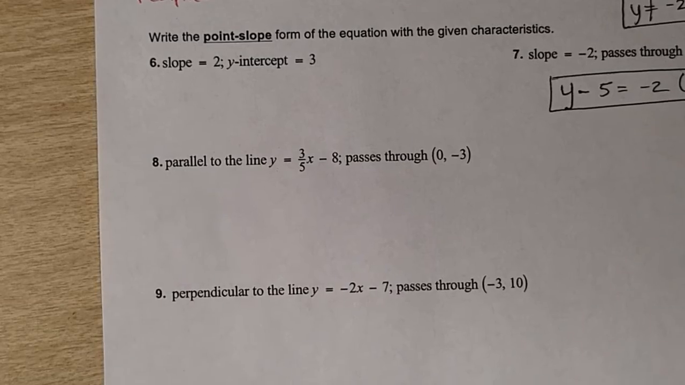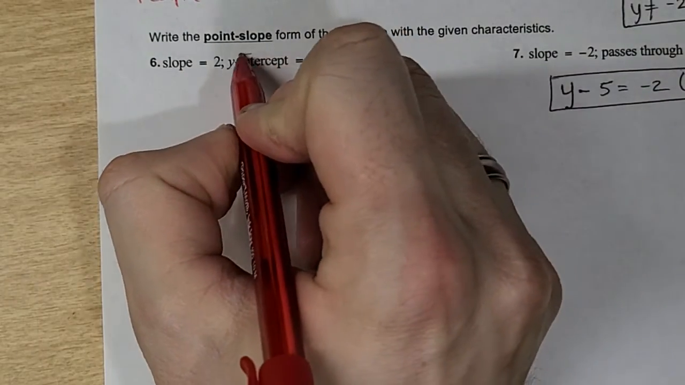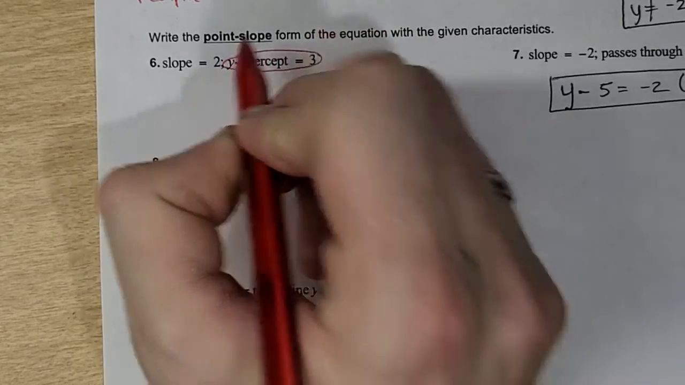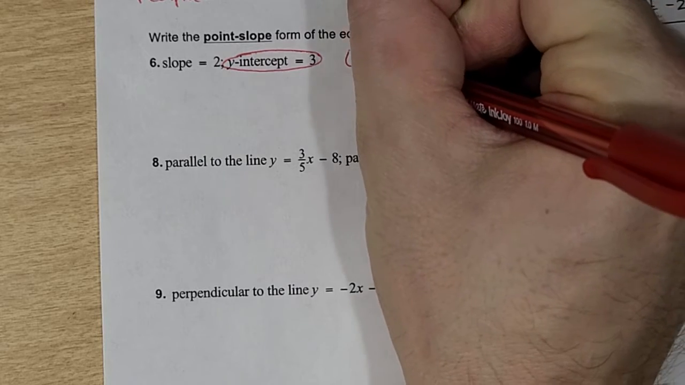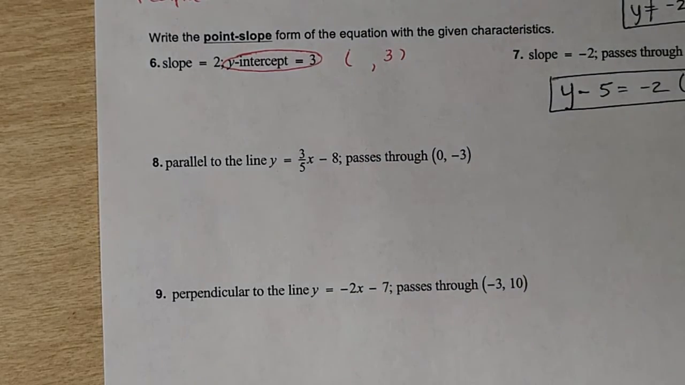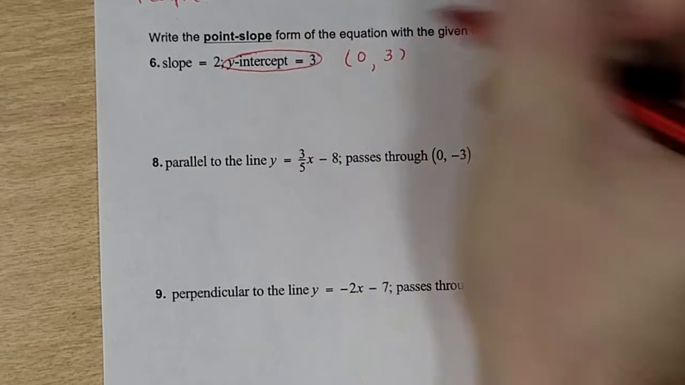The reason that this confuses people sometimes is because I gave you a slope, but then instead of a point, I give you a y-intercept. But you need to remember that a y-intercept is, in fact, a point. It crosses the y-axis at 3, and the x value is a 0.